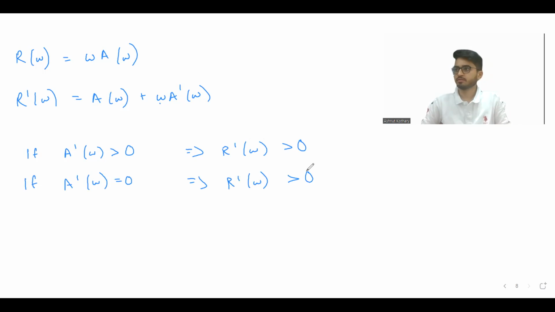Again, R dash W is positive. This term is becoming 0. So it is positive, hence A dash W... So R dash is greater than 0.